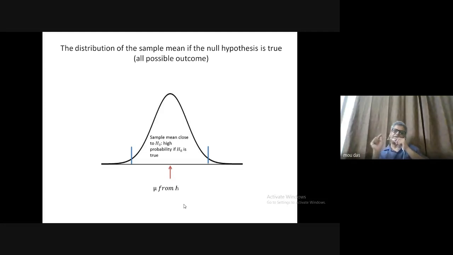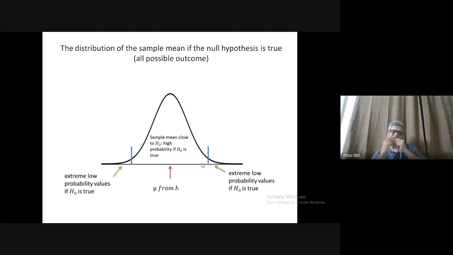So if you take the mean of a particular attribute, say age of the sample, most of the time that age should be close to the population age, that is the original mean. There is a very low probability that they will be very far away from the population mean.